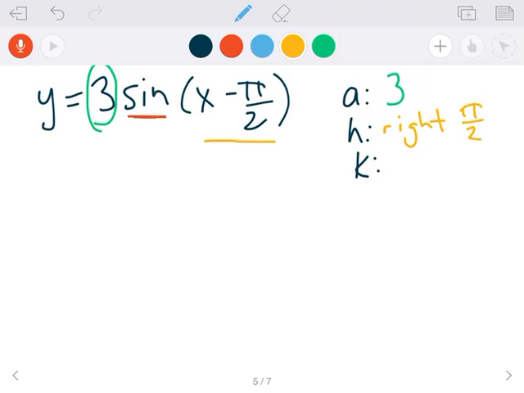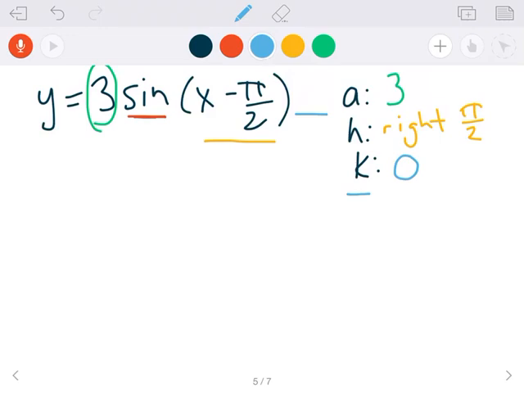The last thing we're going to look for is the k value. That would usually be at the end of the equation or standing alone as a plus something or minus something. Since there's nothing being added to this, there is no k shift or vertical shift. So those are the 3 parameters that we need to identify first. The next thing is to follow the steps to graph it.